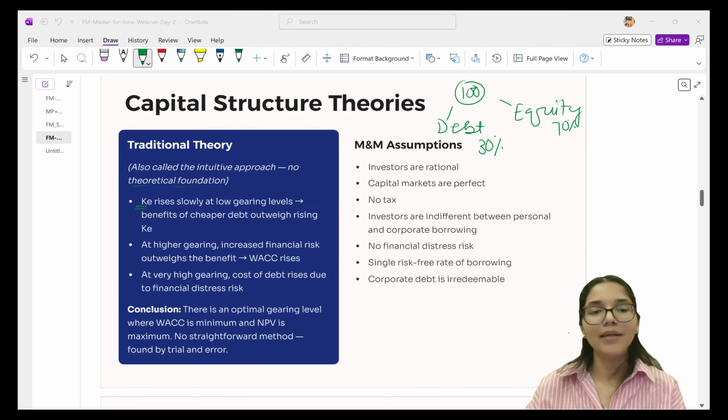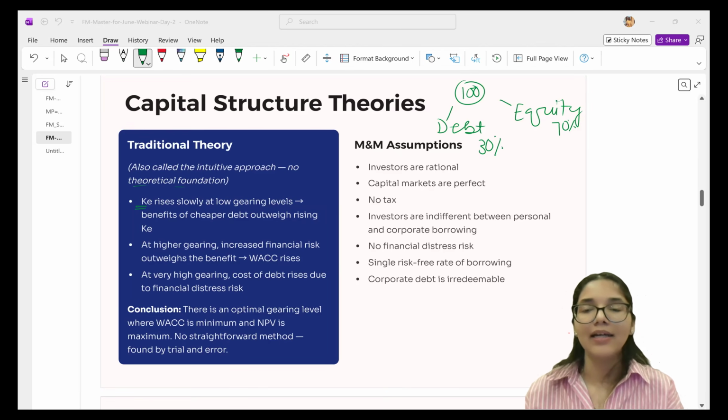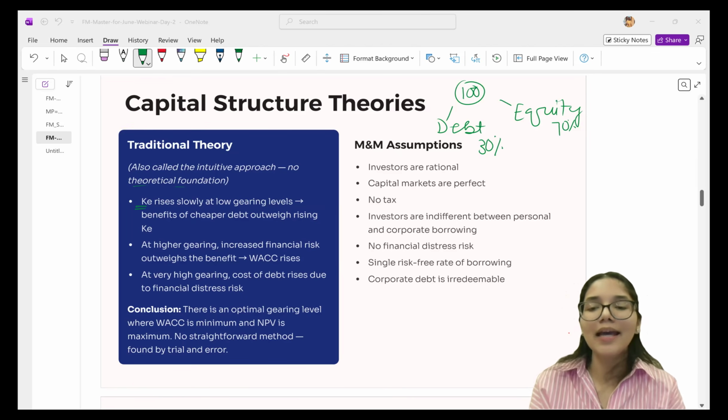Value of the company will be maximum. Absolutely right, guys. So this was the traditional theory. Now we move ahead with the M&M theory.